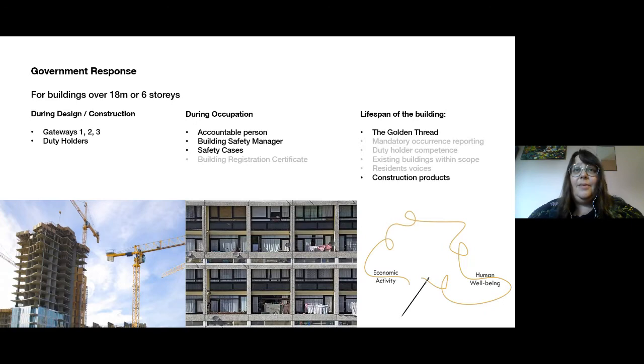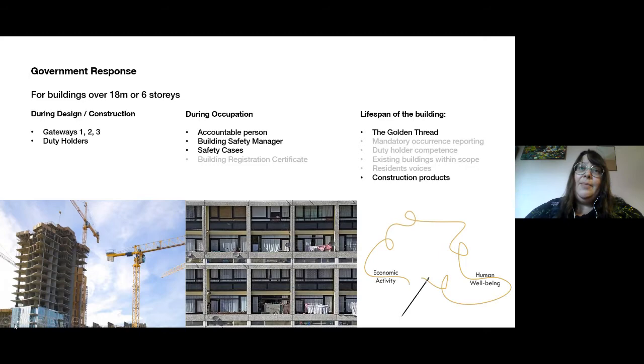It needs to be something that we're considering through all our projects. The government proposed essentially a series of changes to each of the stages of the building's life. That would be during design, construction, during occupation, and then just a consideration of the lifespan of the building. Within that consultation document, all the bullet points here are the items that it covered and the strategies that were suggested for each of those elements.